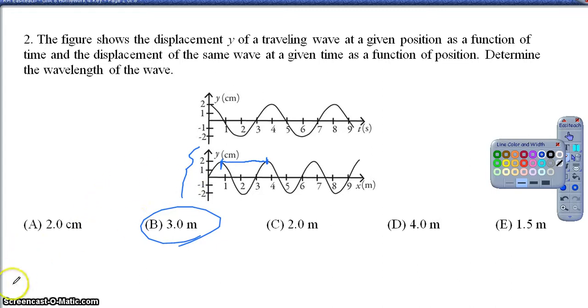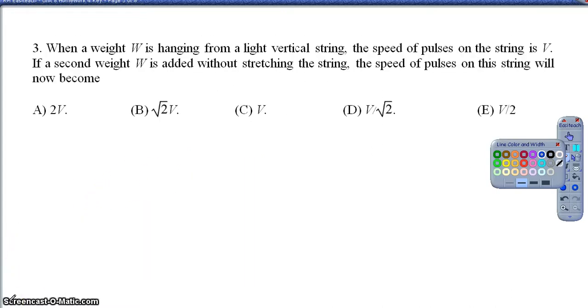It's about 3 meters. Question 3 here is only difficult because it is difficult sometimes to remember the equation. But when we're talking about the velocity of a wave as it travels down a string, the equation we're looking at is the velocity equals the square root of the tension divided by the linear density, right, the mass per length of the string.